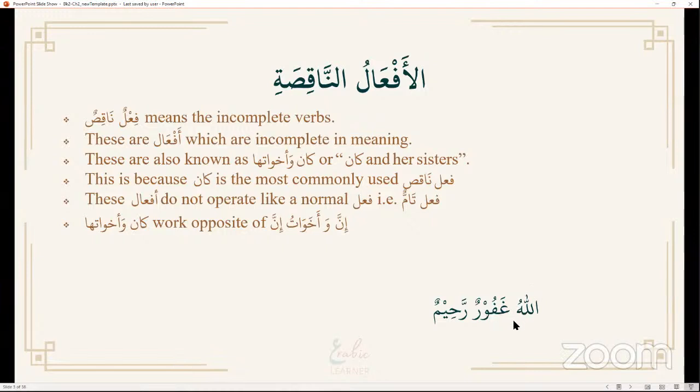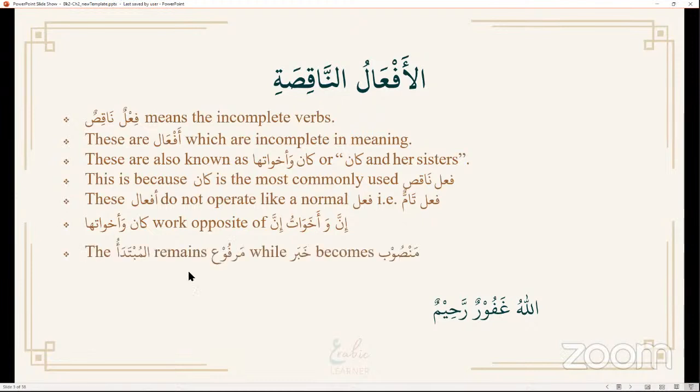Kaana doesn't make it mansoob. Inna leaves the khabar as marfu. It doesn't touch the khabar. It doesn't affect the khabar. It leaves it as marfu. Kaana affects the khabar.